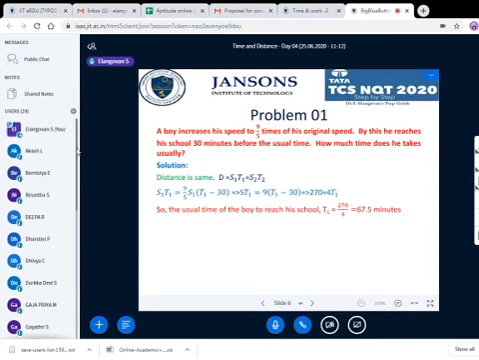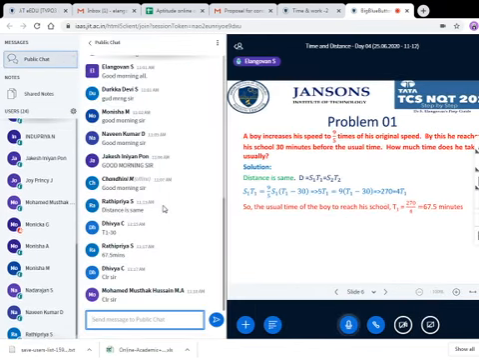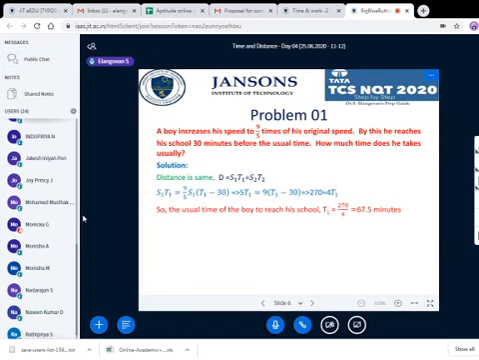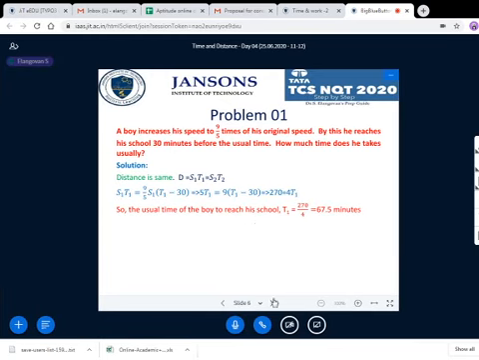Only from very few I am getting interaction. Please, my dear friends, get into interaction so that it is easy for me to proceed in a faster manner. I am not at all increasing my speed. I have to go slowly. Okay, thank you. So this is what it is.